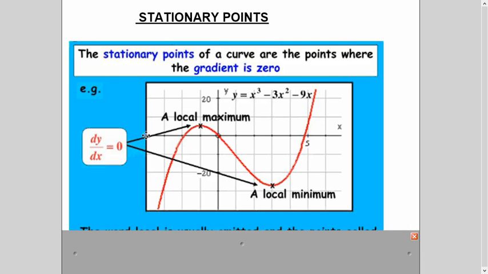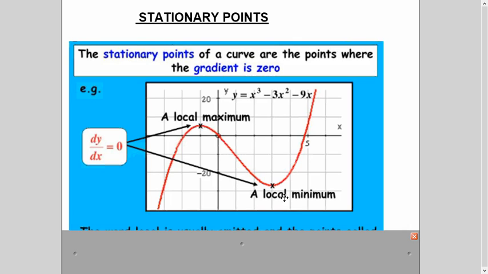Okay, so now if you look at this curve, for example, this is the maximum point, right? And this is the minimum point. If you draw a tangent here, it will be a horizontal line, horizontal to the x-axis. So the gradient will be 0. So that's why we said dy over dx equals 0 at a stationary point, at a turning point, right? At the maximum point, the local maximum.